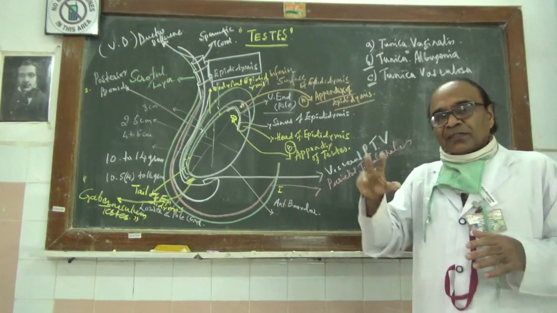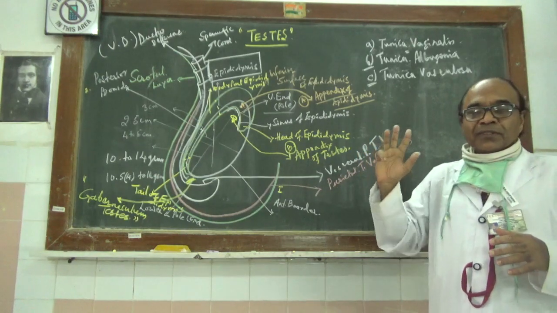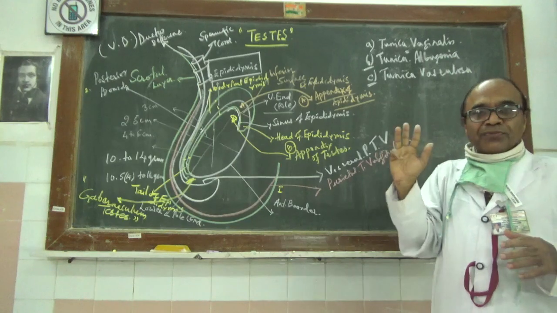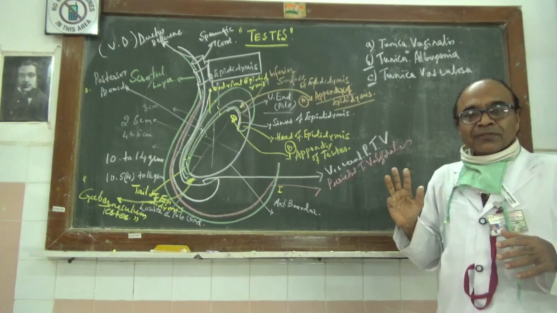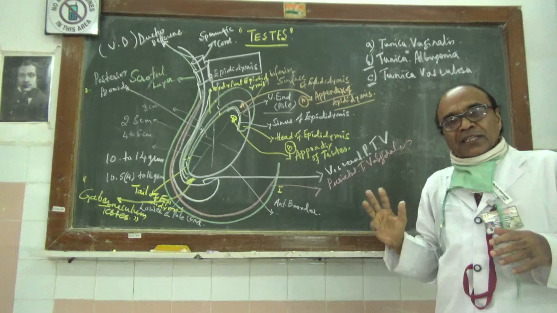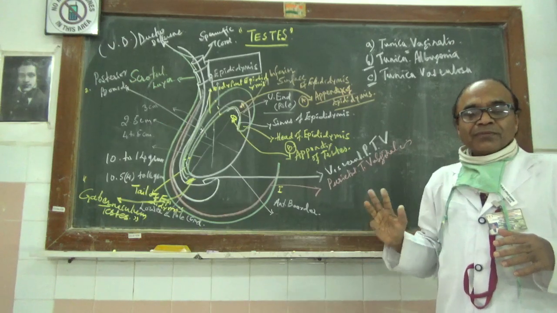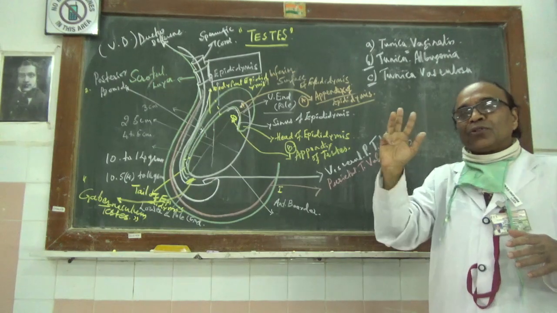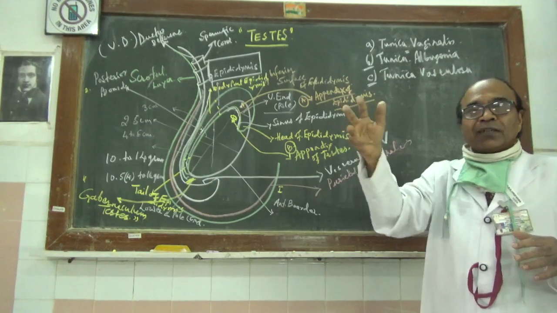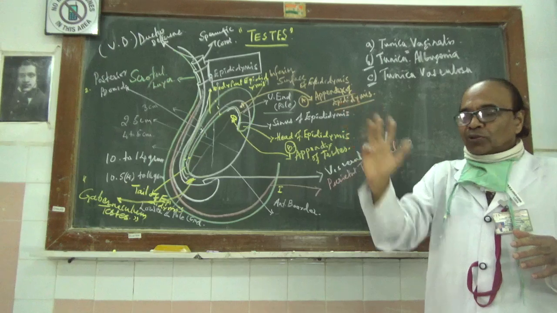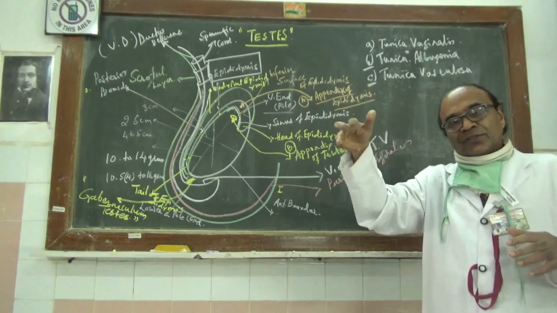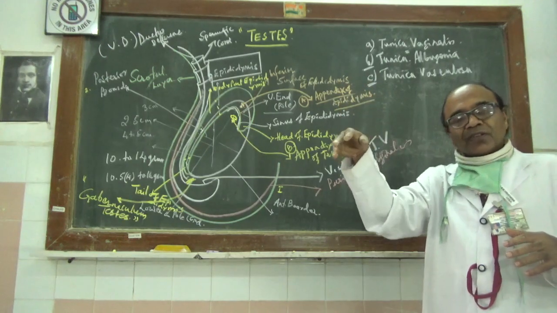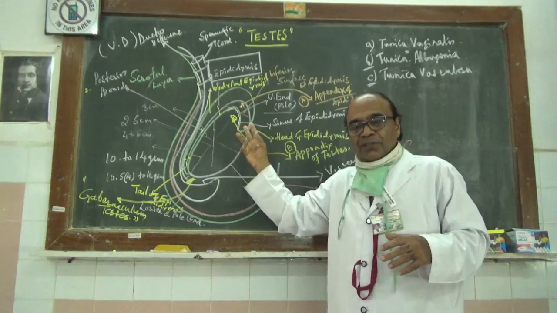More than that, the body of the epididymis should be completely fitted at the posterior border. Then the tail should be at the lower end, and the head caps over the posterolateral aspect of the upper pole. So it will be coming like this. That is the position of the epididymis.